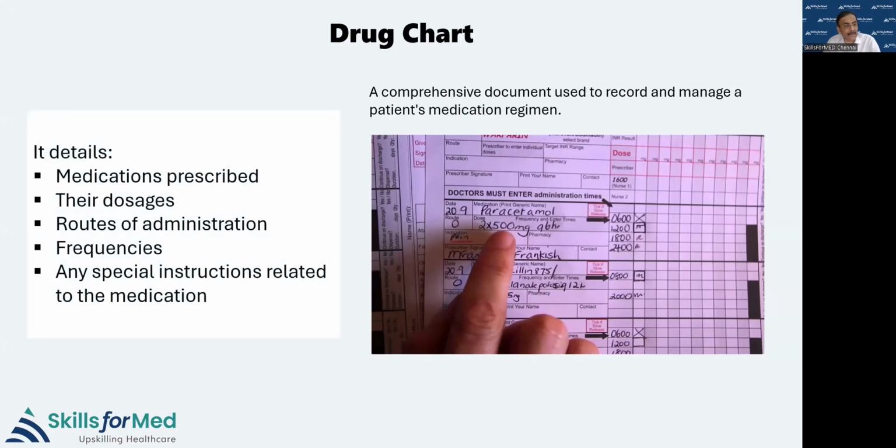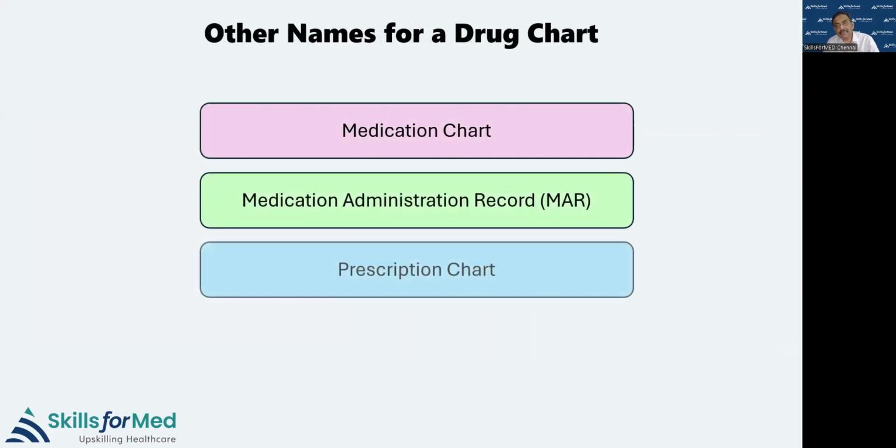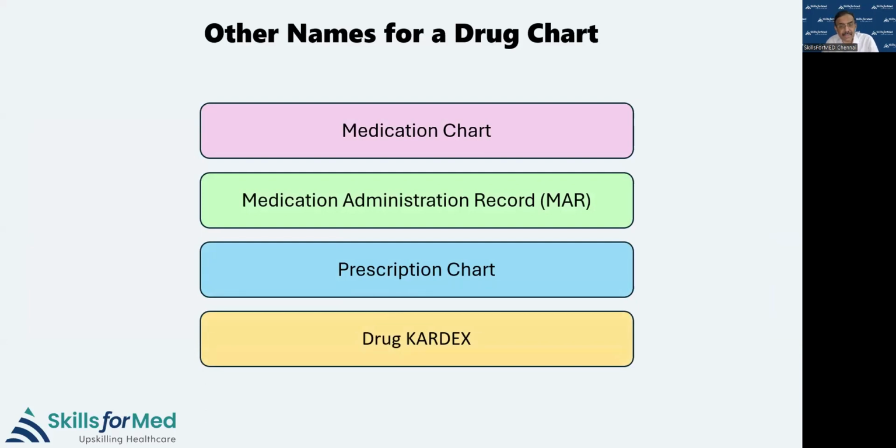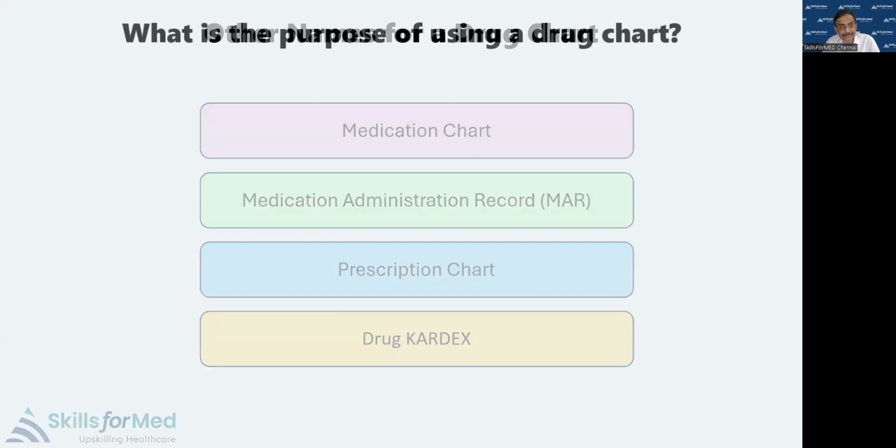It's very simple. So basically, it will tell you what medicines are prescribed, what are the doses, routes of administration, how frequently the medicines have to be given, and any special instructions. So that's basic, all the information. Why we need a uniform process is not only the prescription is there, but also whether it was administered is also in the same chart. So that is the main purpose of the drug chart. So the other names, we call it a medication chart or medication administration record, MAR, prescription chart, drug cardex. Several names are given in different hospitals, but when I say drug chart, I mean all these names.